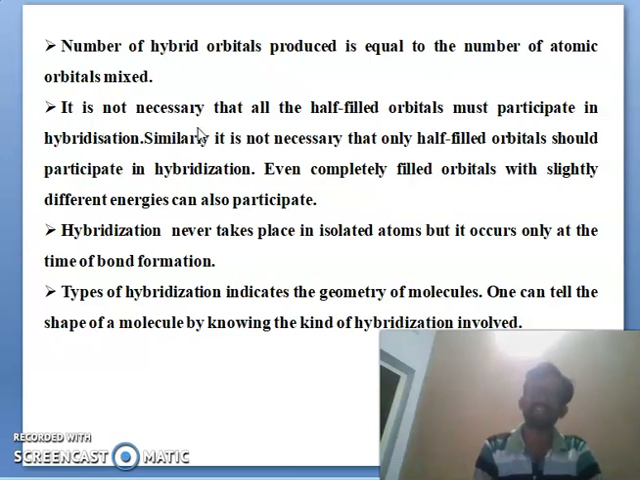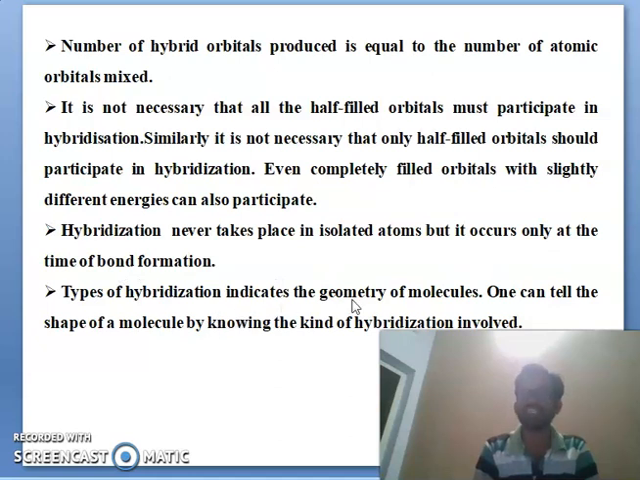It is not necessary that all half-filled orbitals must participate in hybridization. Similarly, it is not necessary that only half-filled orbitals should participate in hybridization. Even completely filled orbitals with slightly different energies can also participate in hybridization. Hybridization never takes place in isolated atoms, but it occurs only at the time of bond formation.